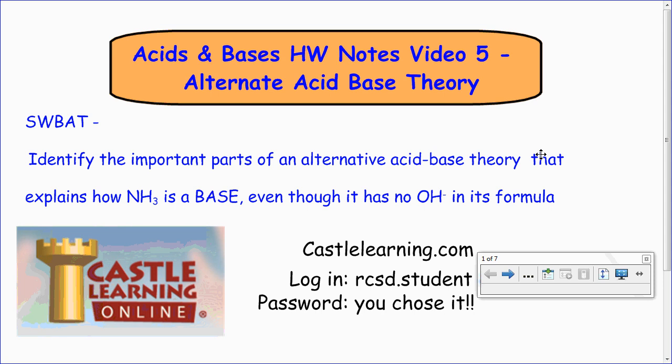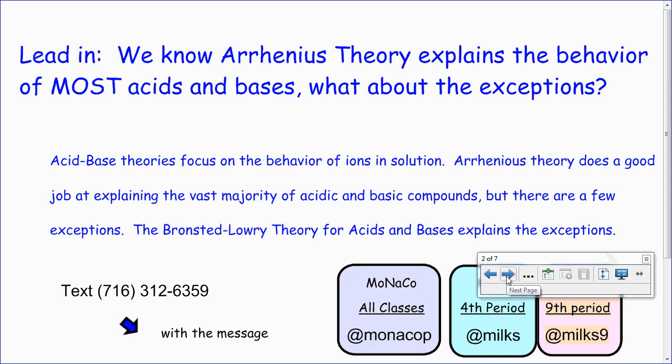But that theory did not explain why ammonia, NH3, is considered a base, and some other things which don't begin with hydrogen in their formulas are considered acids. So this alternate acid-base theory will explain such. It's the Bronsted-Lowry theory. We know the Arrhenius explains the behavior of most acids and bases. This theory explains the exceptions. We refer to it as the alternate acid-base theory because it explains the exceptions.